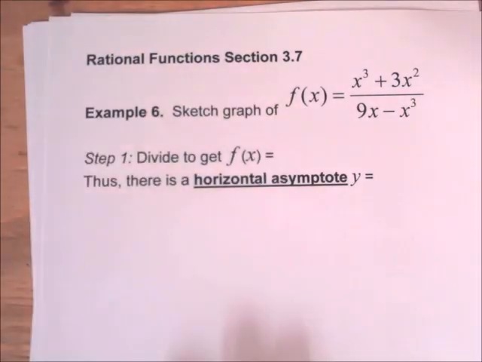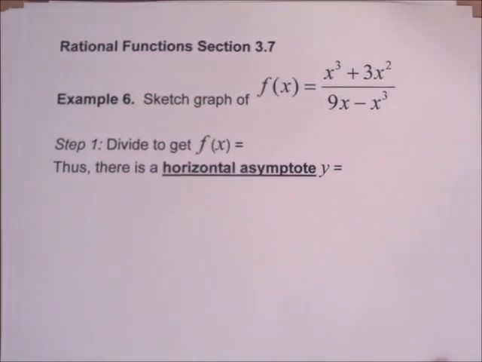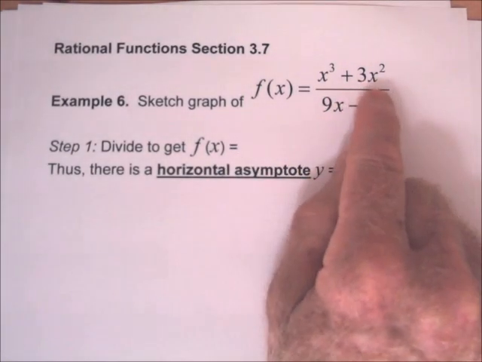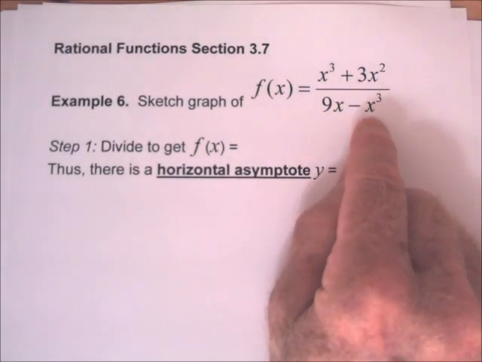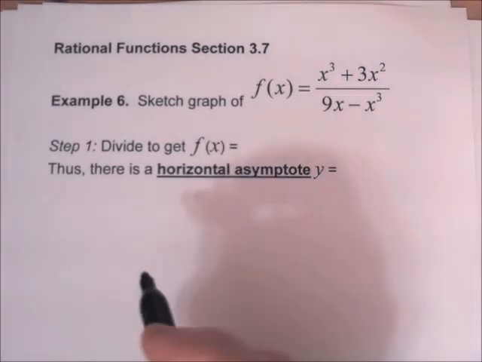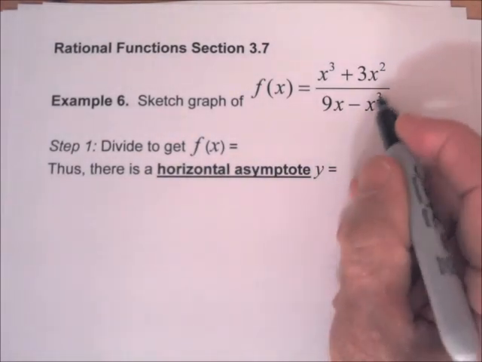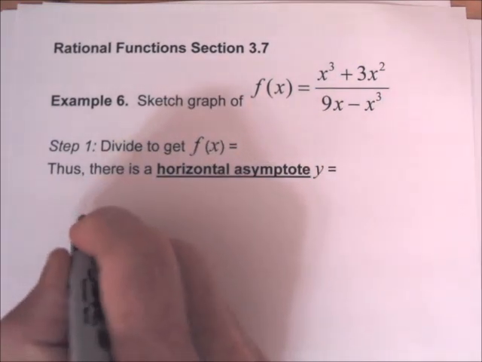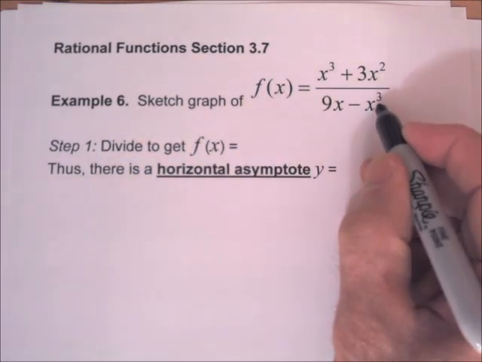Okay, rational functions, example 6. f of x is x cubed plus 3x squared over 9x minus x cubed. Usually it'll be helpful to do long division in order to get the asymptotes. So we want to divide the denominator into the numerator. And I usually like to list the highest power of x first.